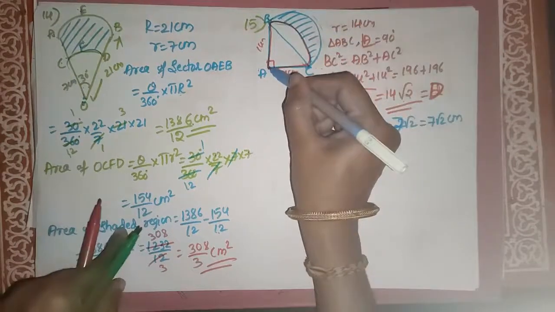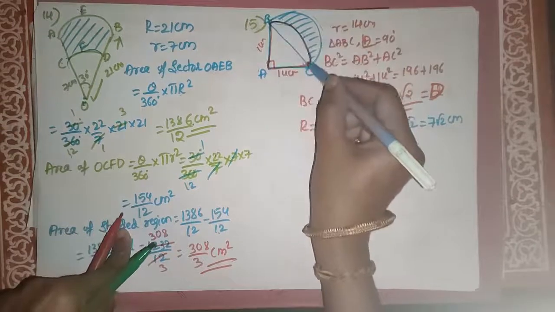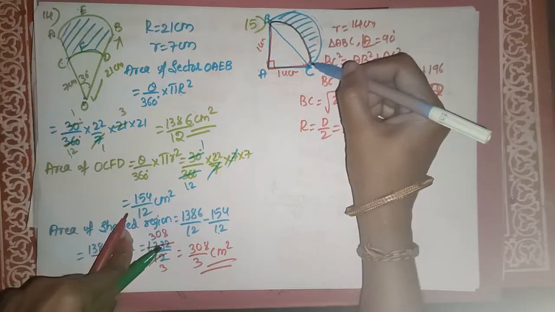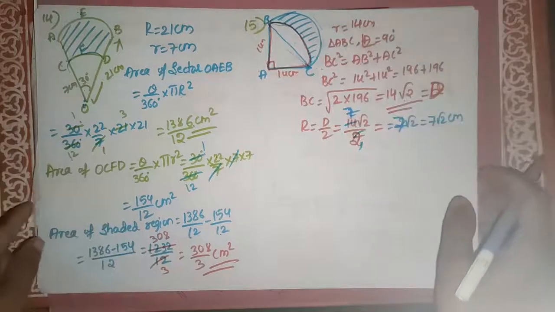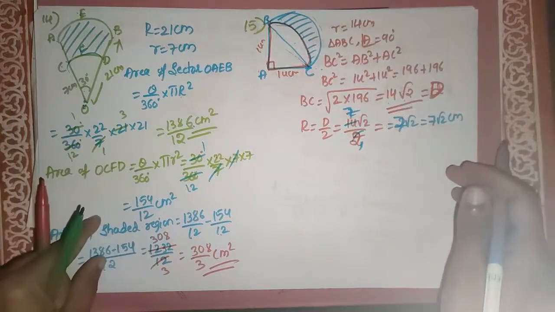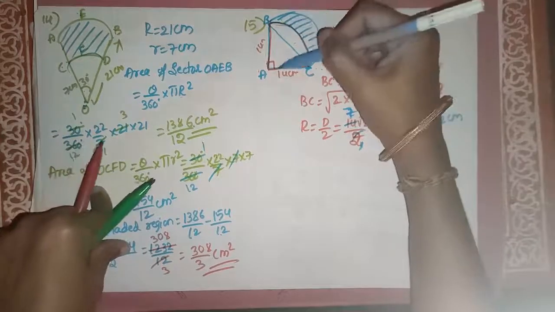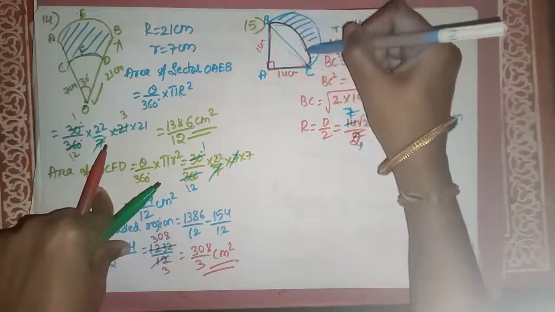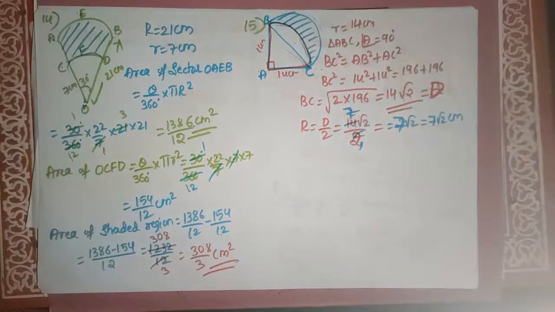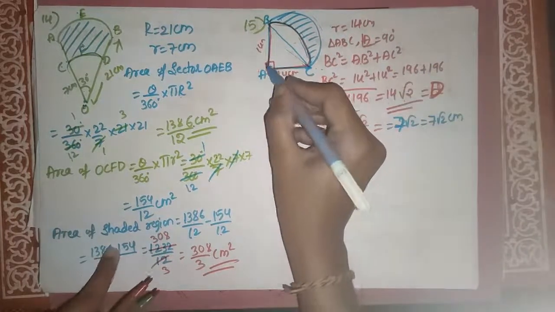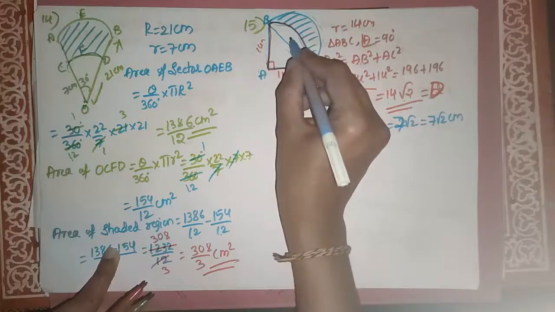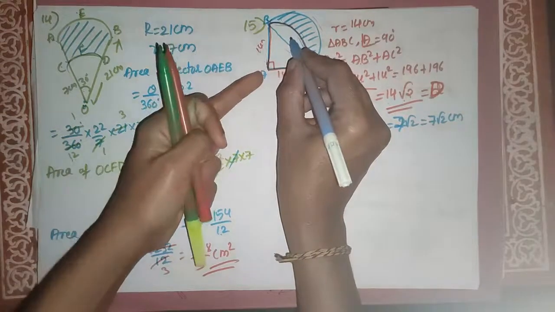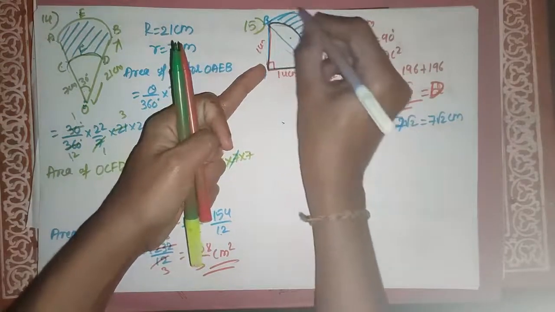So here in the quadrant, we need to remove what? The semicircle, this portion, the area of this portion. Sorry, first we will find out the area of the quadrant. So here what we need to do? In the quadrant, we need to remove the triangle. We will get this portion. This portion is removed from the semicircle area.